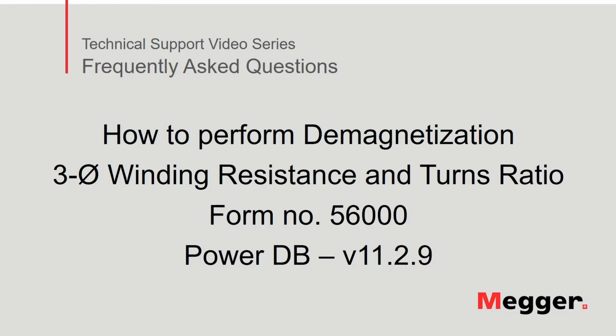This concludes how to perform demagnetization using the three-phase winding resistance and turns ratio form number 56000 in PowerDB version 11.2.9.